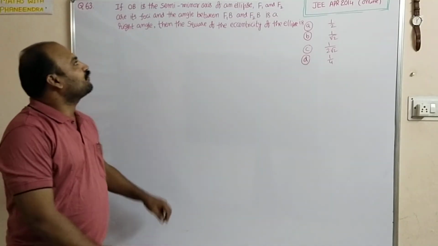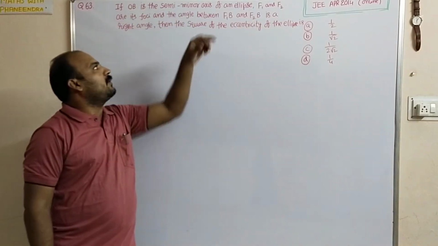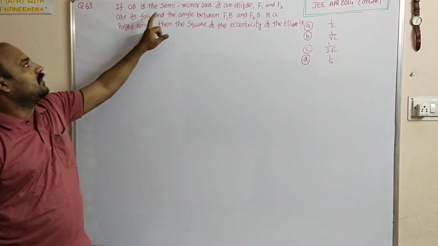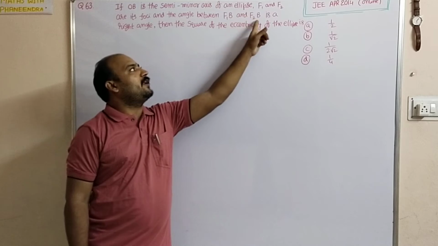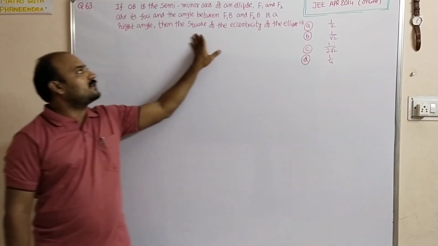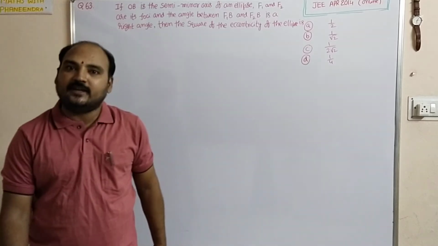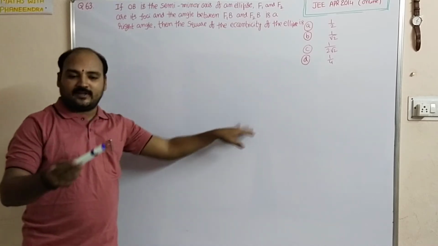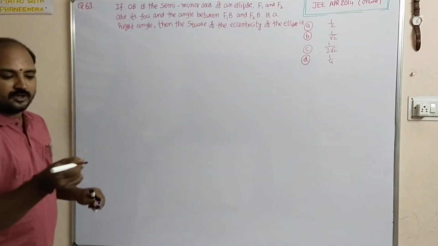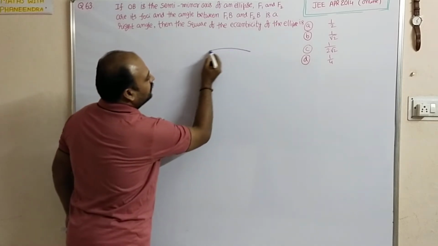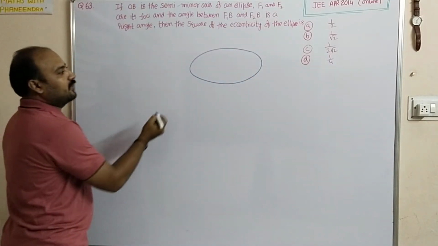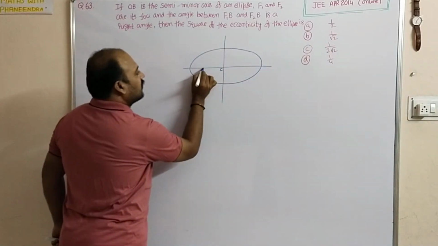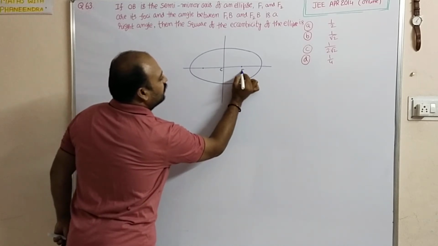The next question. If OB is the semi-minor axis of an ellipse, F1 and F2 are its foci, and the angle between F1B and F2B is a right angle, then the square of the eccentricity of the ellipse is, they are asking the square of eccentricity. See here, according to the question, if you draw the rough figure, you will get an idea. This is the ellipse figure, center of the ellipse, foci F1 and F2 are given.